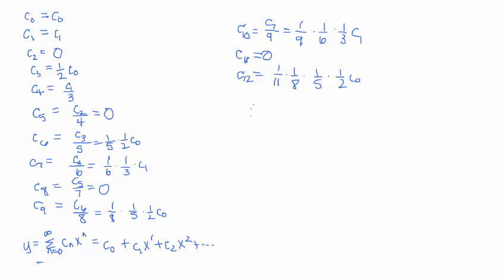All right, so based on what we found, c0 is just left arbitrary. C1 will be left arbitrary, C1. C2 will be 0. C3, 1/2 C0, and that will be times x cubed. C4, 1/3 C1 x to the 4th. C5 will be 0.